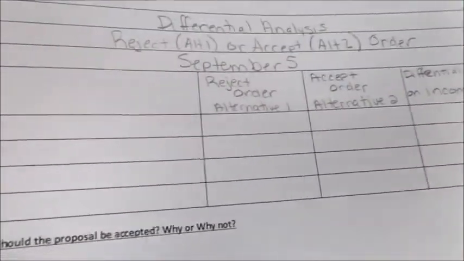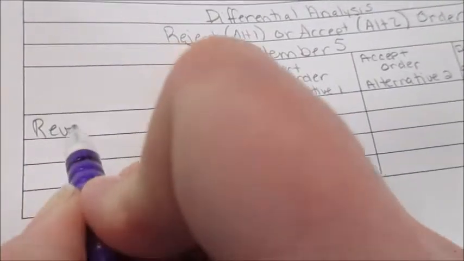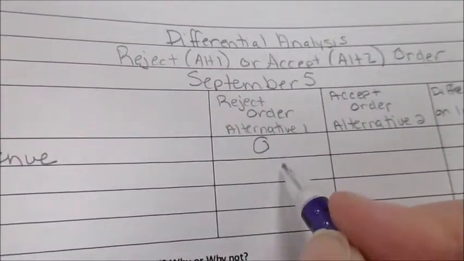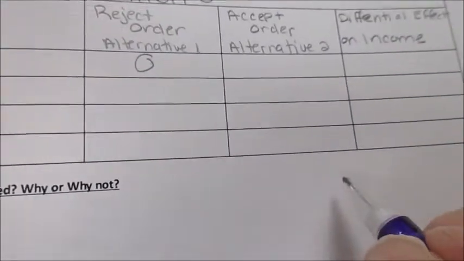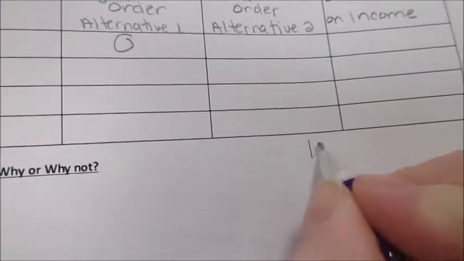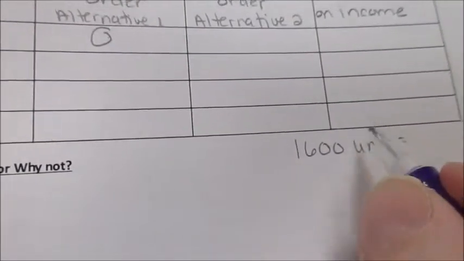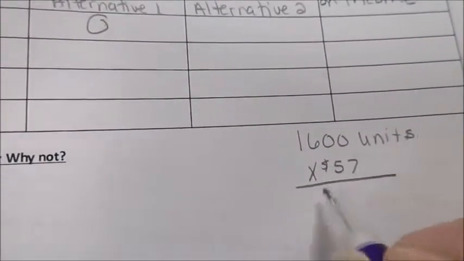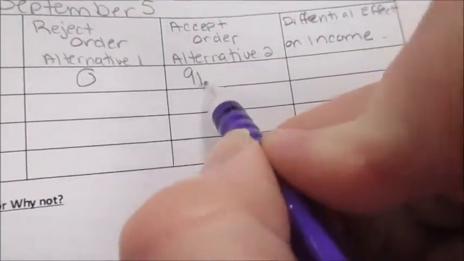We're just creating a very basic income statement. We're going to start with our revenue. Obviously, if we reject the order, we don't bring in any money. If we accept the order, our instructions said that we would be selling 1,600 units at $57 each. So we would be making $91,200 if we accept this order, and that amount is going to go right here.